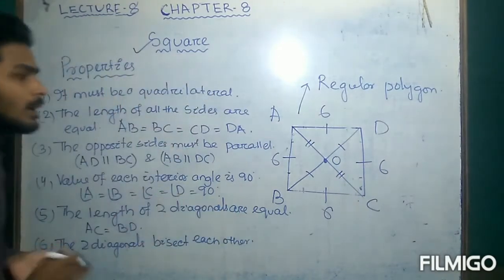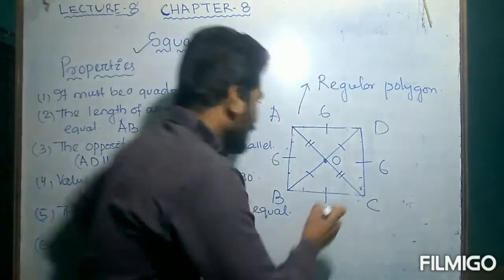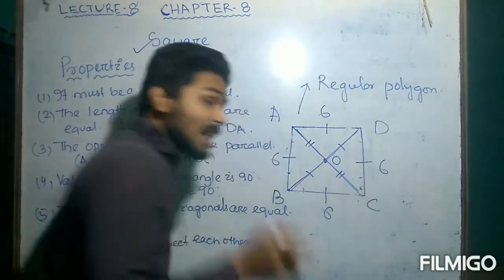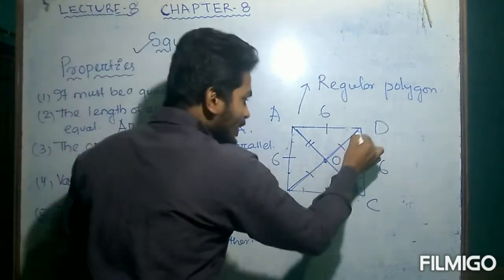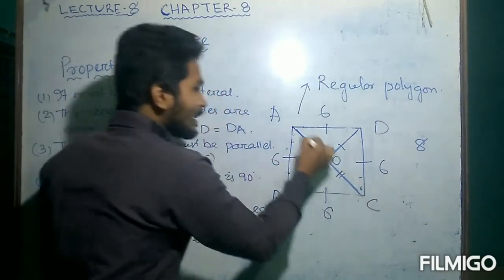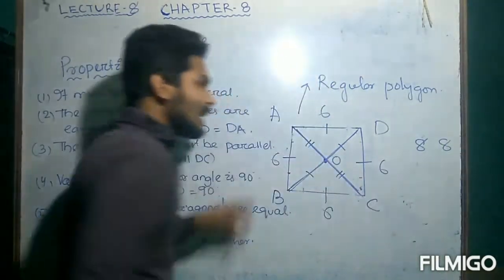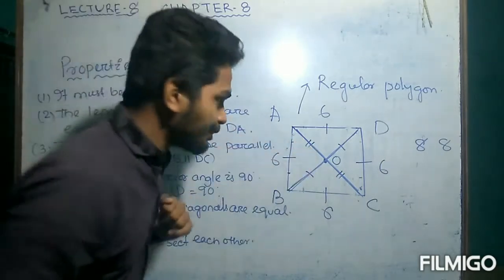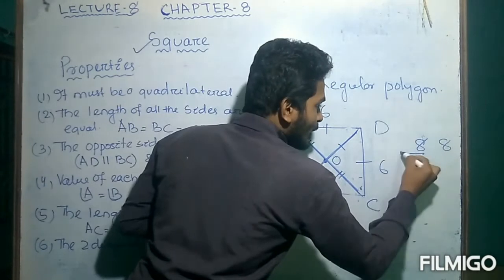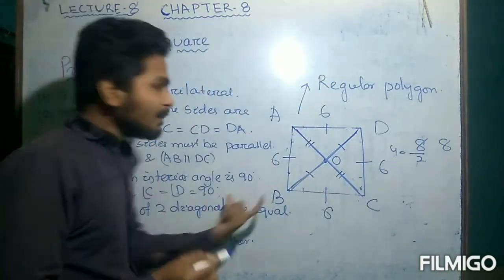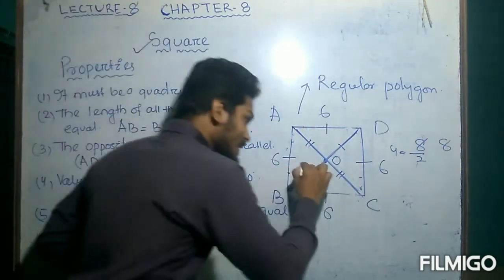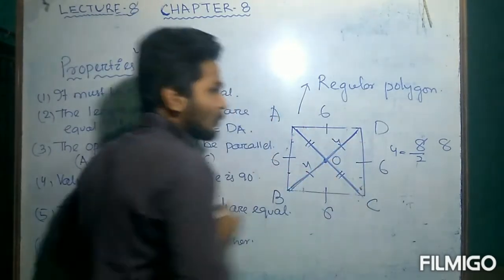Okay, but what is what? Since we know that these two diagonals are equal, let's say we take this as 8 centimeters, right? Then what is the value of this diagonal? It is also 8 centimeters because the lengths of the two diagonals are equal. Clear? Next, if we take half of this diagonal, then what do we get? We get 4. Half means either you can take BO or you can take DO. So this is 4, this is also 4.